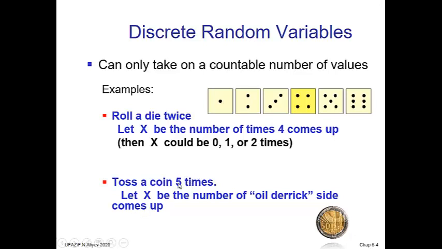It's possible that just 1 out of 5 shows this side, then x equals 1. It's possible that 2, 3, 4, and 5 are possible. 5 is possible when you toss a coin 5 times, and each time it falls with this side up. Okay, so the values of this discrete random variable can be from 0 to 5.